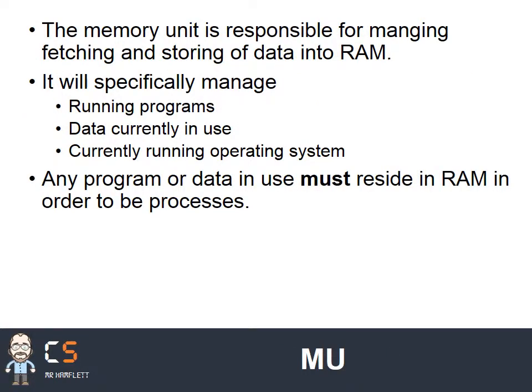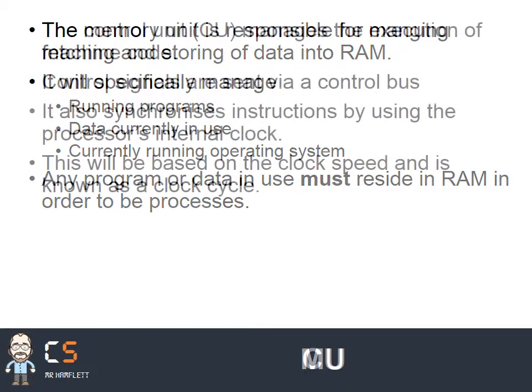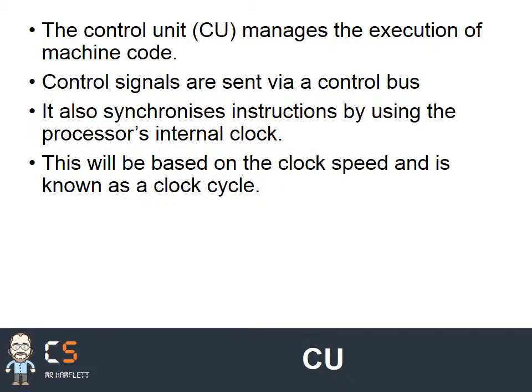So, the memory unit is responsible for managing and fetching and storing of information in RAM. It's specifically going to manage running programs, the data currently in use, and the currently running operating system. Okay, so effectively it's managing RAM. If I'm going to run a program, or if I'm going to access data, it has to be inside RAM before I can do anything with it. Okay, so the memory unit is obviously going to be responsible for dealing with all that kind of stuff.